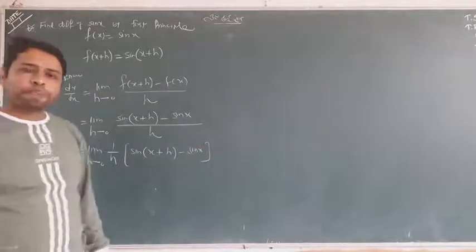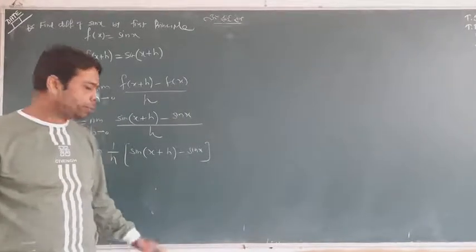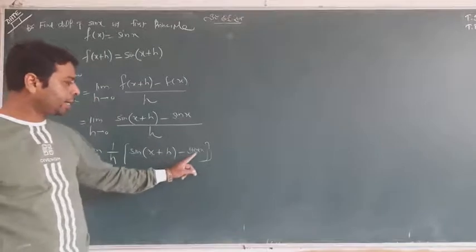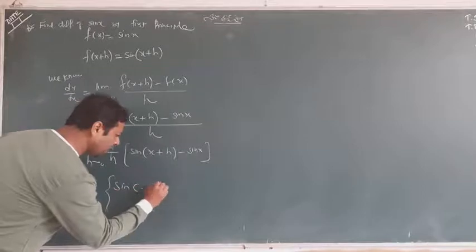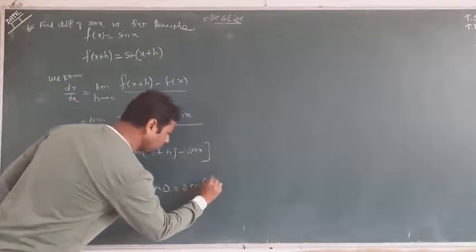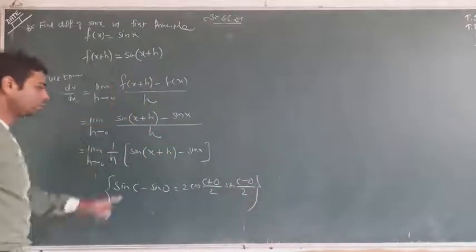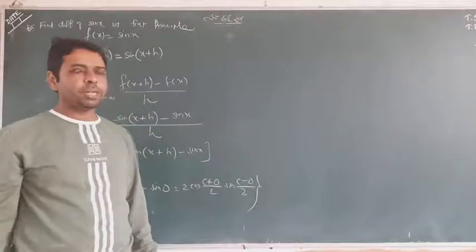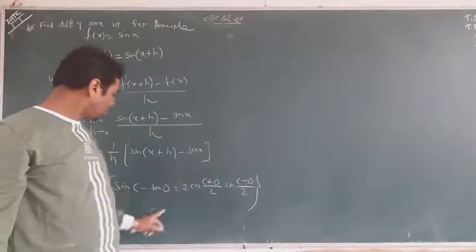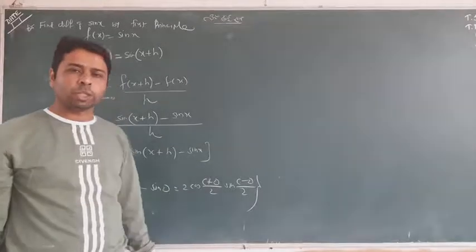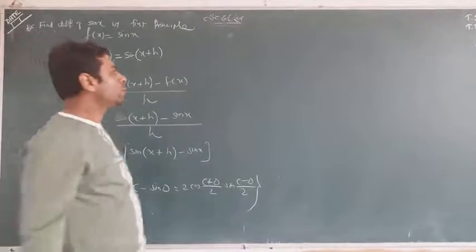What we can do? Now please go to the trigonometric formula. We have already finished the trigonometry chapter. That sin c minus sin d we will use. Okay, I know that you have forgotten. Sin c minus sin d is 2 cos c plus d by 2 sin c minus d by 2. Sin c plus sin d was 2 sin c plus d by 2 cos c minus d by 2. That sin c minus sin d is 2 cos c plus d by 2 sin c minus d by 2. This formula you can see from the trigonometric chapter.